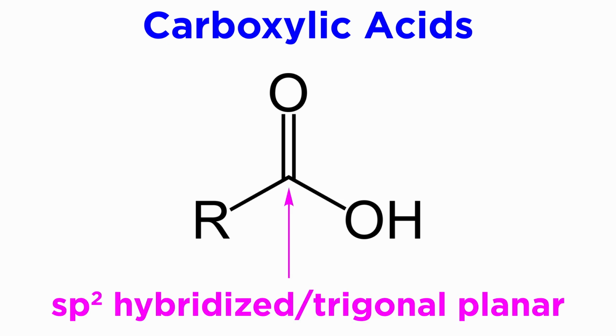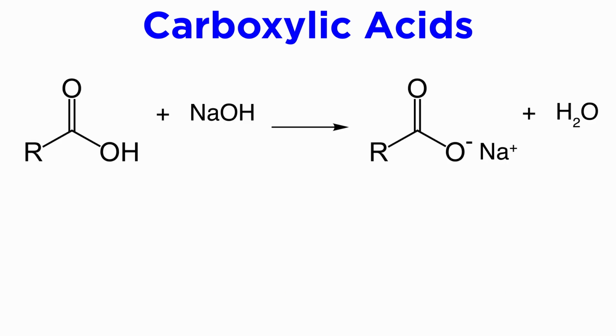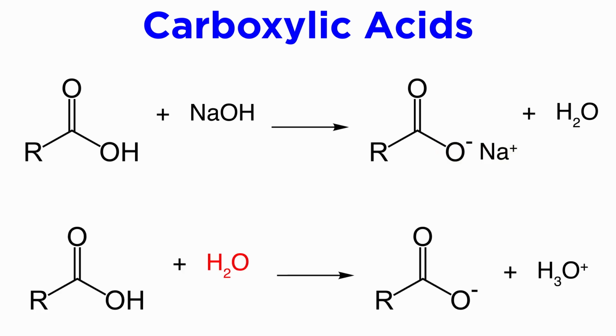The carboxyl carbon is sp2 hybridized, and thus there is trigonal planar geometry about this functional group. The most important property of the carboxylic acid is its acidity. Although not exceptionally strong acids, they certainly will react with strong bases to give metal carboxylate salts, and they will also react with water to an extent to produce hydronium and the respective carboxylate anion.